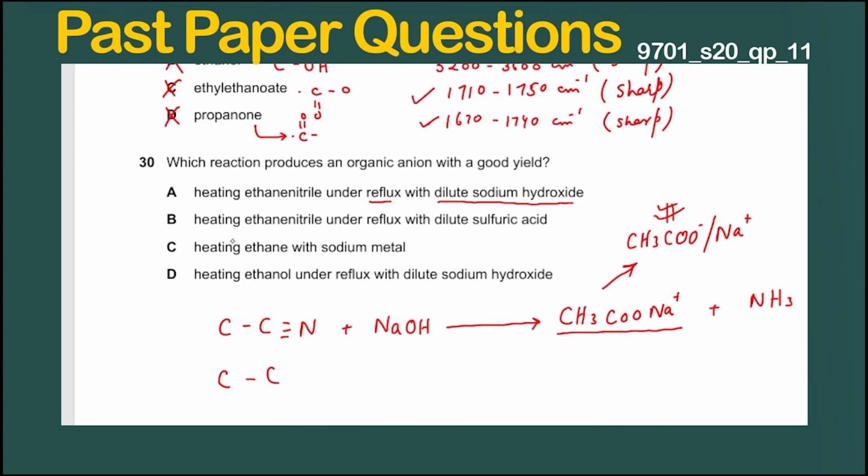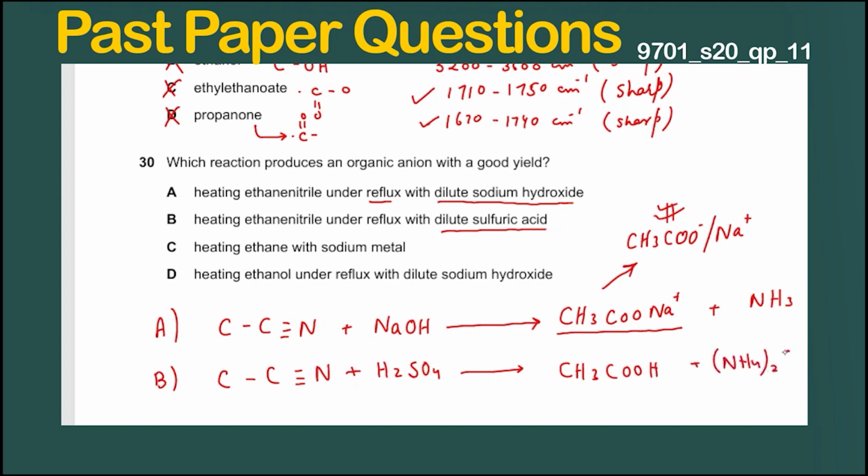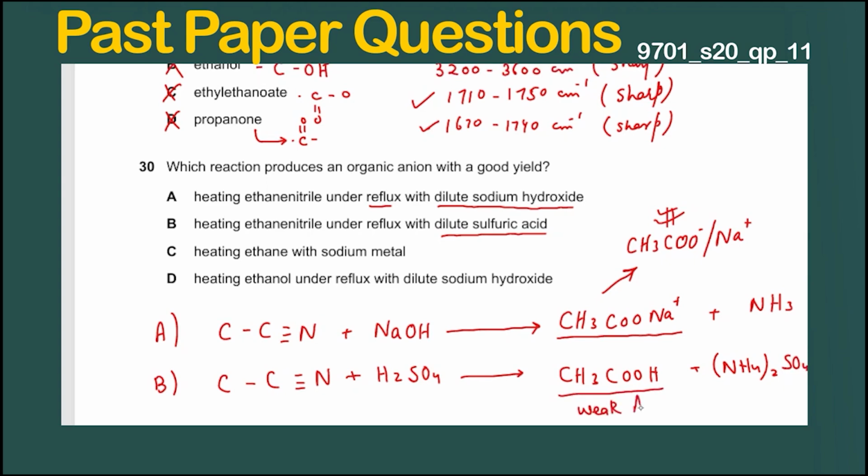On the other hand, we have in the B option, again ethane nitrile that is reacting with dilute sulfuric acid. So we are going to observe acidic hydrolysis here. In the acidic hydrolysis, we'll get the ethanoic acid along with the ammonium sulfate, (NH4)2SO4. So this one is a weak acid which partially ionizes and produces less hydrogen ion and less organic anion CH3COO negative. So more yield will be formed in the option A out of these two.